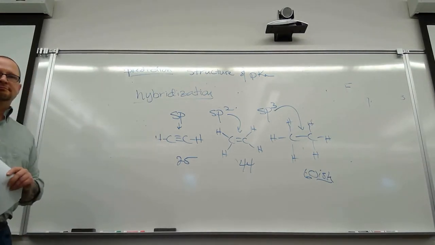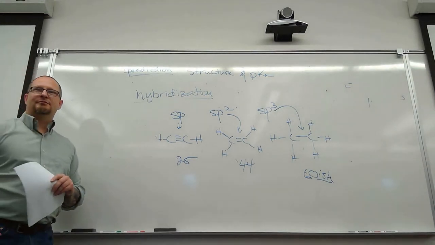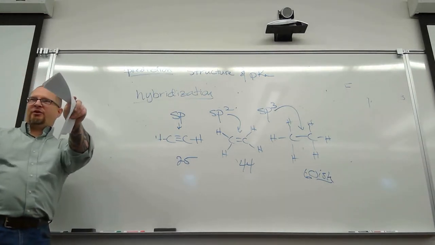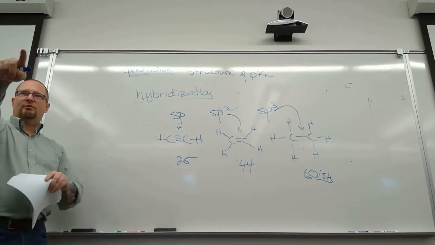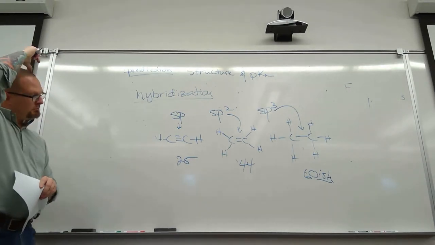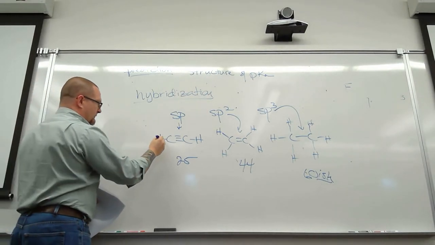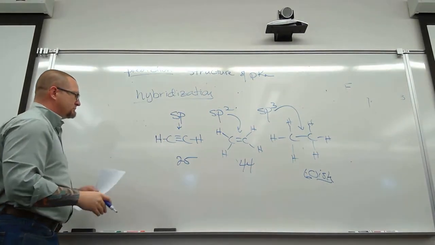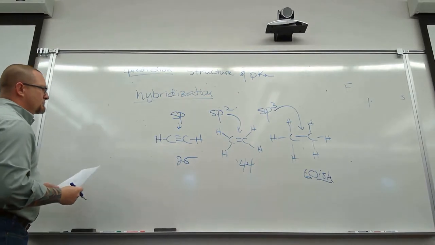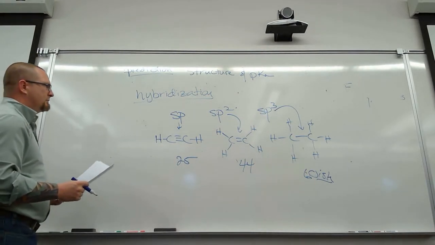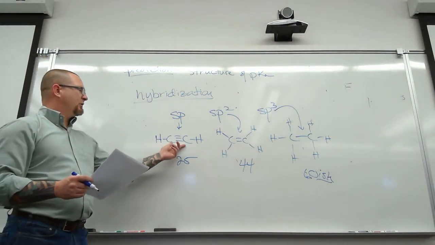Why? Okay, that one went up first. It was like the buzzer. It's pretty fast. The triple bonds are shorter than the double bonds, which are shorter than the single bonds. So the electrons are, yes, they are shorter, meaning we have a stronger bond here.